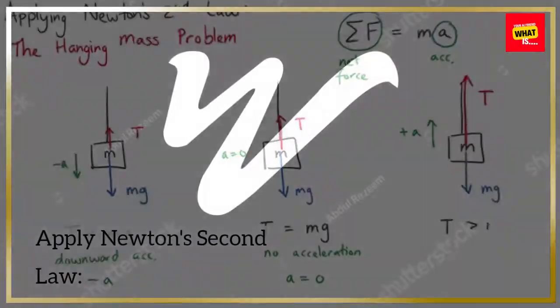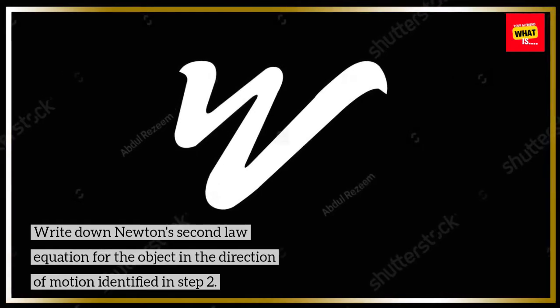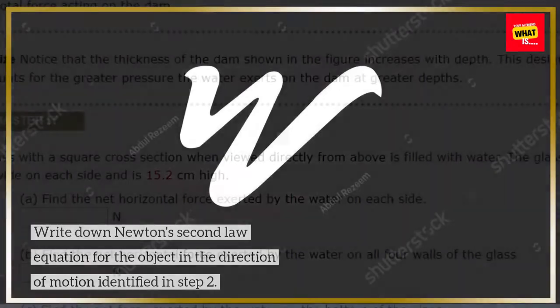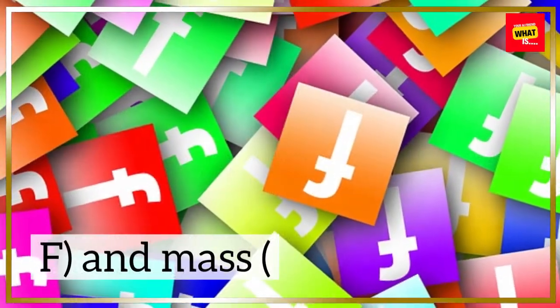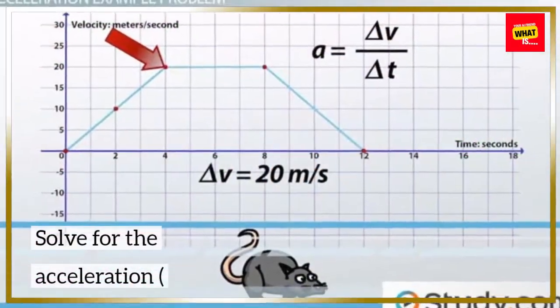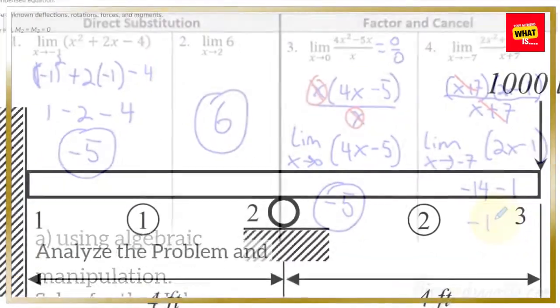Apply Newton's second law. Write down Newton's second law equation for the object in the direction of motion identified in step 2. Substitute the known values of force, F, and mass. Solve for the acceleration, a, using algebraic manipulation.